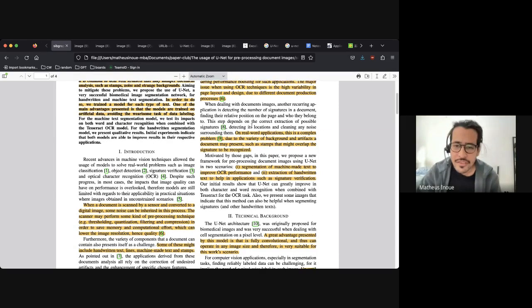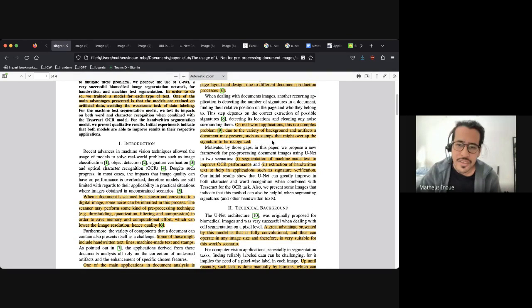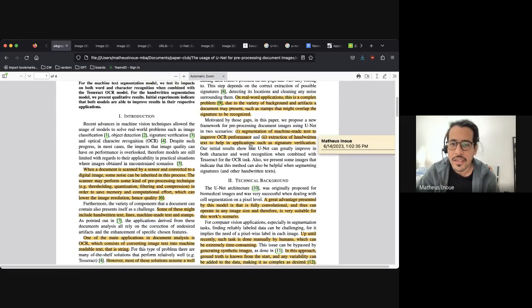Here again, they talk a bit about how it's a very complex problem because you have a lot of noise. So you have some stamps that may overlap the text or some other drawing that may overlap. So this is really hard.